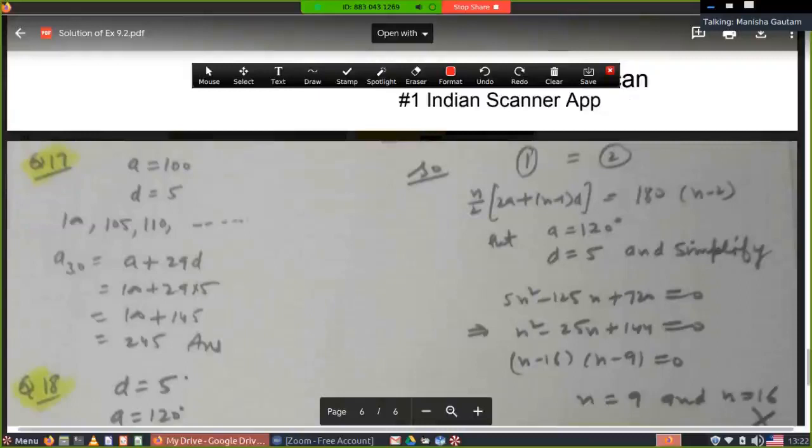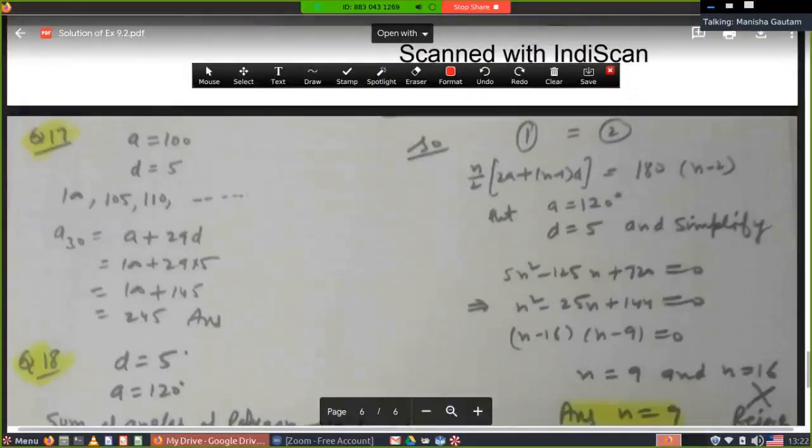Now question number 17. A word problem is there. It's a very easy question, but I have solved it just for you because a word problem is given to you. A man starts repaying a loan with a first installment of rupees 100. If he increases the installment by rupees 5 every month, what amount will he pay in the 30th installment?